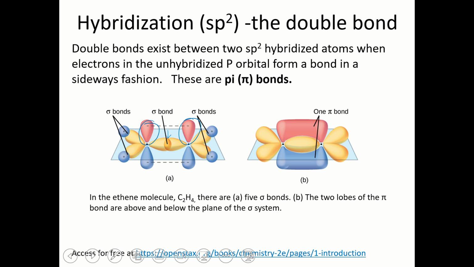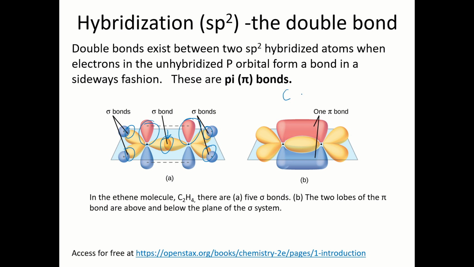And again, just going back to this picture, so this is where we've got more detail. We've got sigma bonds that are occurring between the sp2 hybridized orbitals, and then we've got 1 pi bond that's occurring between the unhybridized p orbitals. Okay, so if we were to count up the total number of sigma bonds, we have 1, 2, 3, 4, and 5 that are shown here, and we've got 1 pi bond, and this is for an ethene molecule.